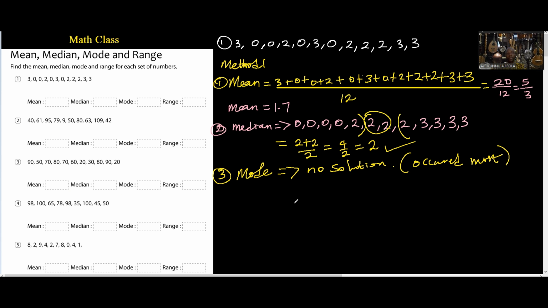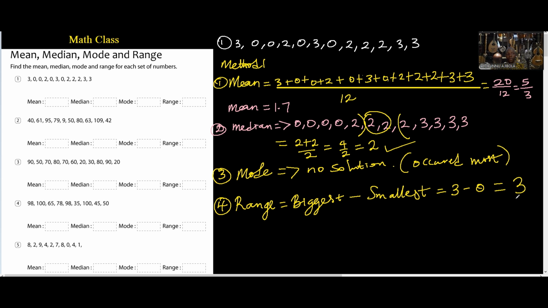Then the fourth point there says to find the range. Range is the biggest minus the smallest number. The biggest minus smallest data. So the biggest of the data is 3, and the smallest is 0. So the range is 3.